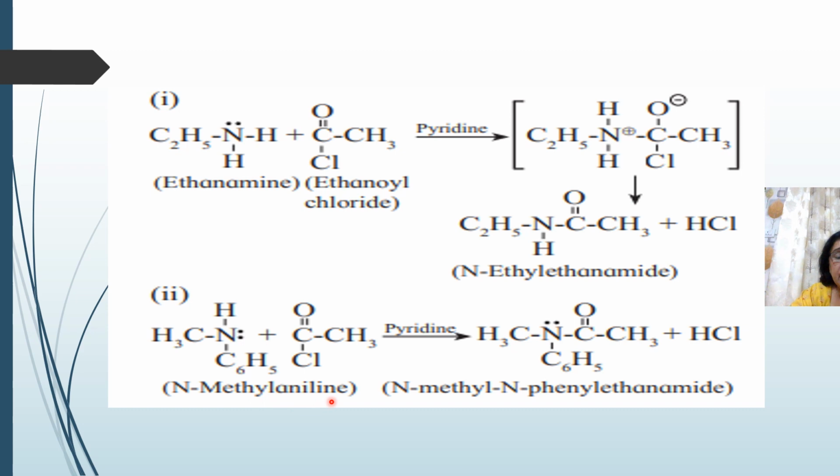So if you have N-methylaniline, it is reacted with acetyl chloride or ethanoyl chloride. It gives you N-methyl N-phenyl ethanamide. So basically ethanamide is this group, CH3CON, and N-methyl N-phenyl ethanamide is formed along with HCl. So the primary and secondary amines give this reaction because of the presence of the hydrogen. Okay.